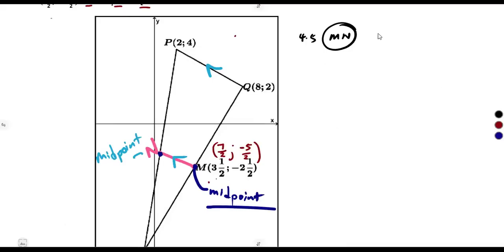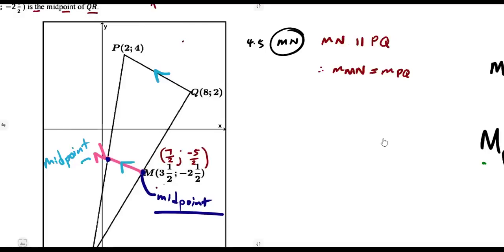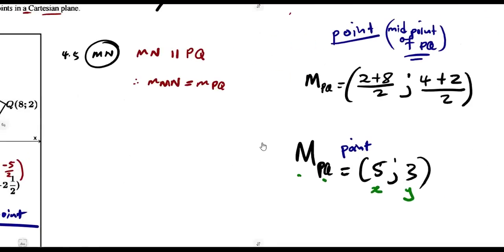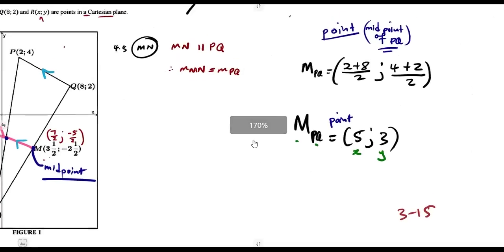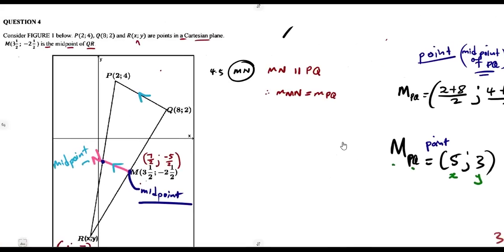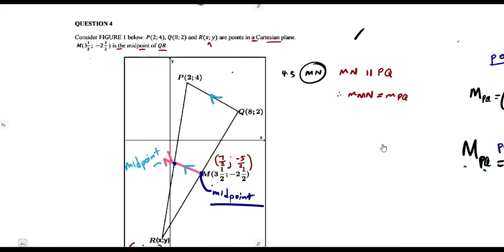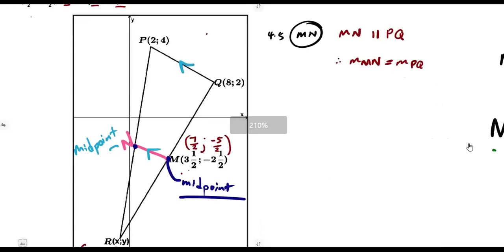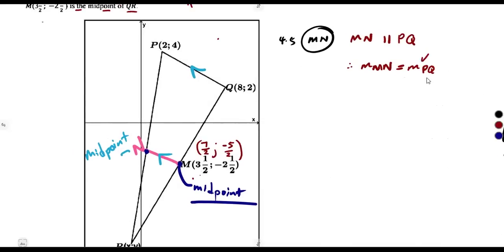To say, since MN is parallel to what? To PQ, from that proportion concept. Therefore, the gradient of the line MN must be equal to the gradient of the line PQ. We calculated the gradient of PQ before. PQ, remember this was the midpoint. Okay, I erased that one, but I still remember. We calculated it was minus 1/3, if you still remember. This was negative 1/3. So that is our gradient for the line MN.